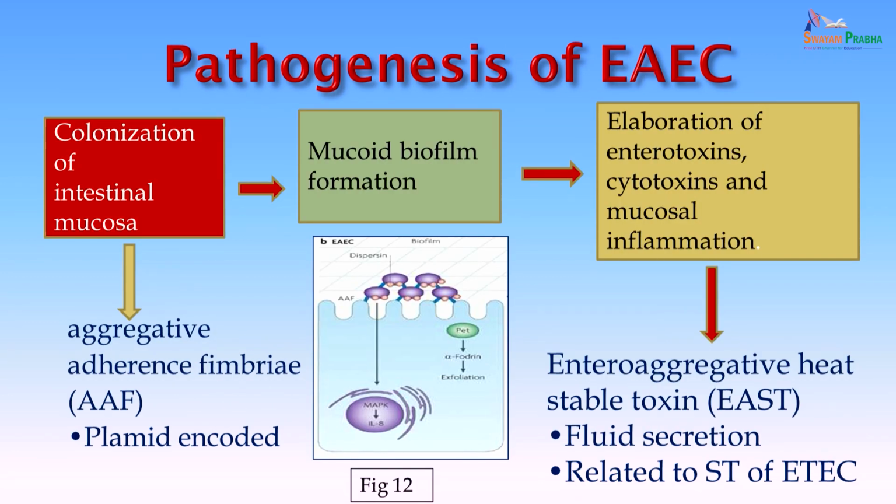Now, how does this enteroaggregative E. coli cause disease? First, there is colonization of the intestinal mucosa because of aggregative adherence fimbriae. This is also plasmid encoded. So, it gets colonized on the surface because of this fimbria, then they form mucoid biofilms on the surface. This is like the biofilms being formed on the surface of the enterocyte. Then they elaborate enterotoxins and cytotoxins resulting in mucosal inflammation. The enteroaggregative heat stable toxin is the most important toxin here, which results in fluid secretion. This is related to the heat stable toxin of the enterotoxigenic E. coli.